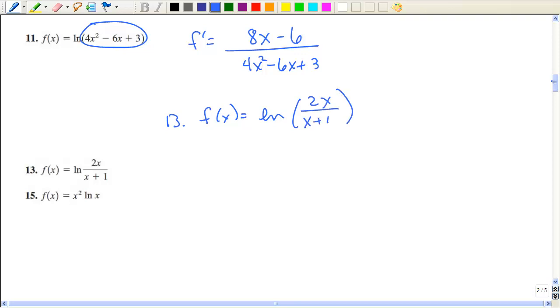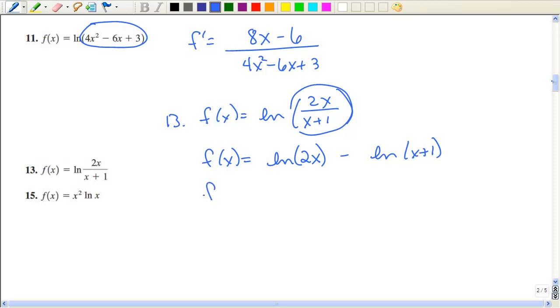So I have some students that would work this the hard way, and they'd go, oh, well, let's just put this in the denominator, and then we'll take the derivative of that using the quotient rule. Oh, that's just terrible. But let's just use those properties of logarithms to say if I have a log of two things divided, I can rewrite that as the log of the top part minus the log of the bottom part. Then I can take the derivative of each of those separately, so much easier.